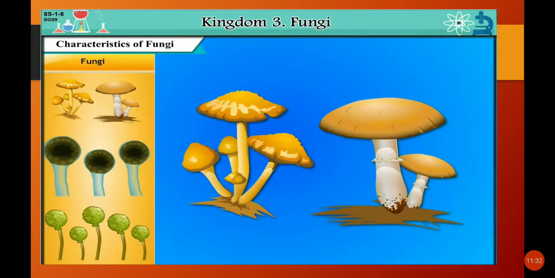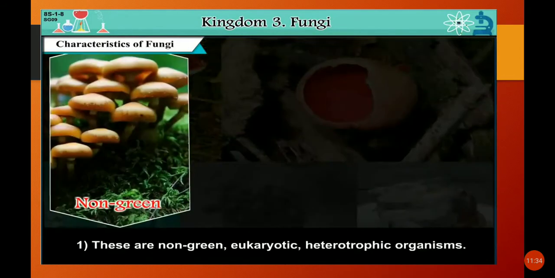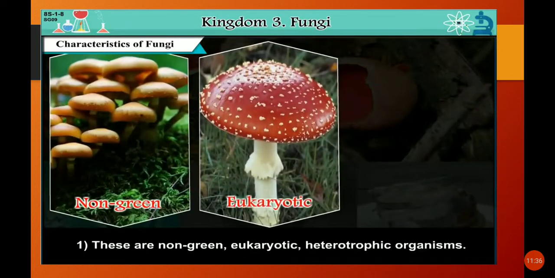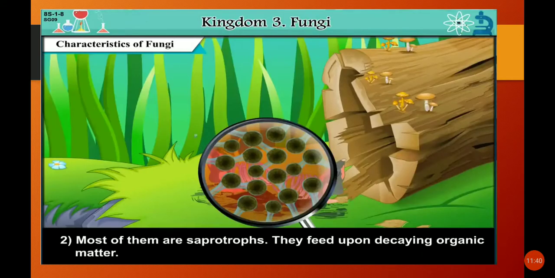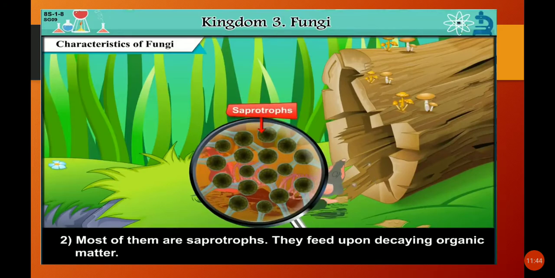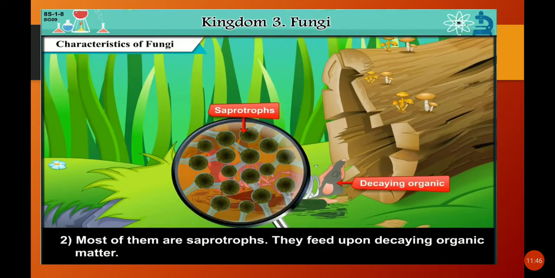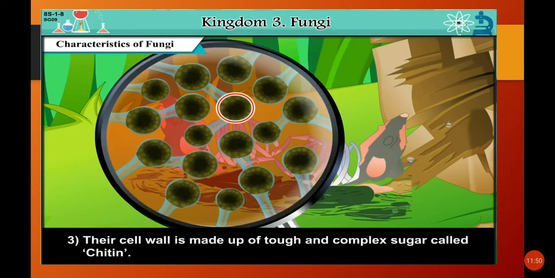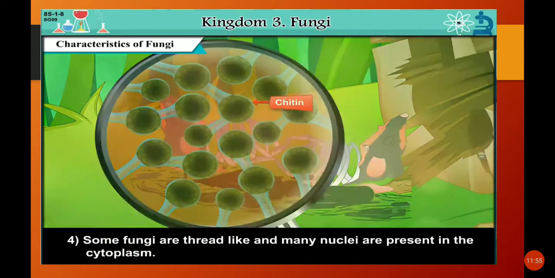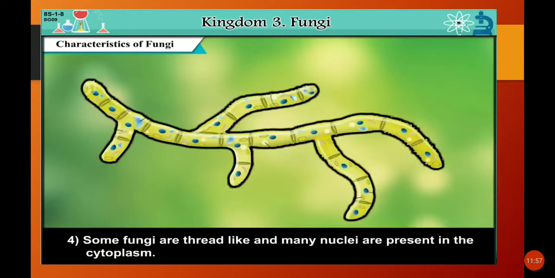Characteristics of fungi: 1. These are non-green, eukaryotic, heterotrophic organisms. 2. Most of them are saprotrophs. They feed upon decaying organic matter. 3. Their cell wall is made up of a tough and complex sugar called chitin. 4. Some fungi are thread-like and many nuclei are present in the cytoplasm.